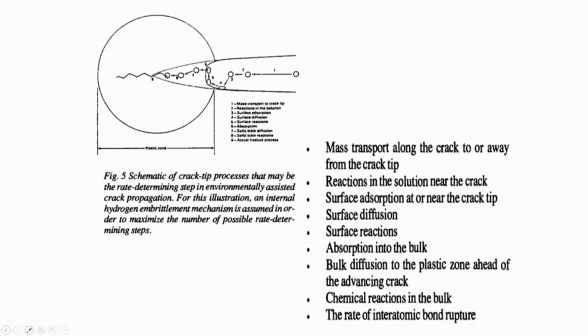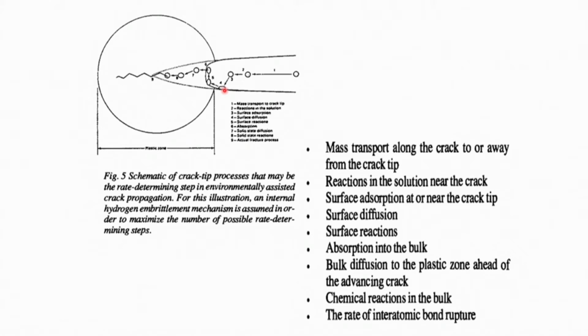So, this is the typical case where the stages in stress corrosion cracking are shown. This is the metal where there is applied stress and which is also exposed to the corrosive environment. Initially mass transport is there along the crack or away from the crack tip, and then the mass transported from the solution towards the metal surface reacts in the solution near the crack, and then there is adsorption of those species on the surface.